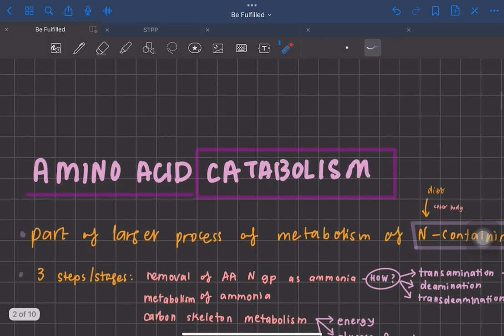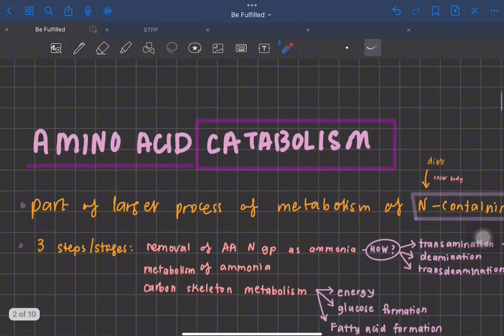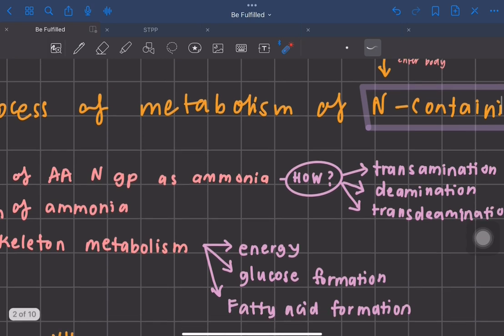So, about amino acid catabolism, we must know that there are 3 steps or 3 stages. The first one is kita akan remove amino acid nitrogen group as ammonia. Later we will know how. Next, the second stage is metabolism of ammonia. The third stage is carbon skeleton metabolism. Carbon skeleton metabolism is used for energy production ataupun kita akan form glucose ataupun kita akan form fatty acid. Okay. So back to how ammonia is formed.